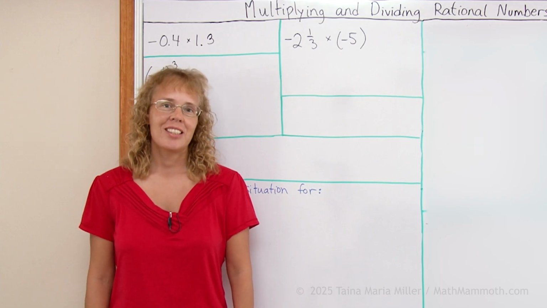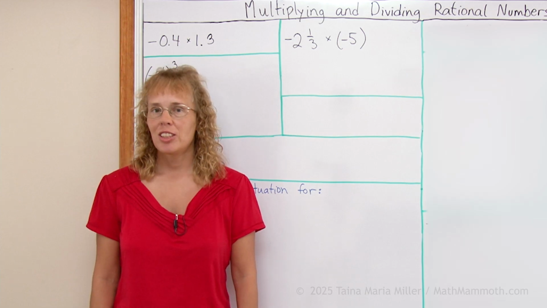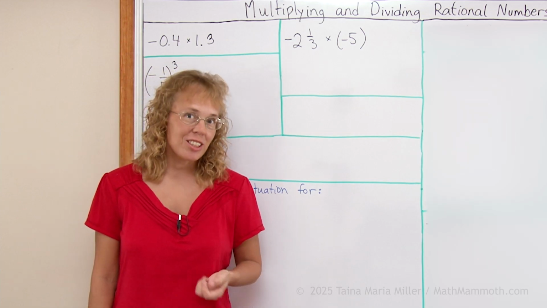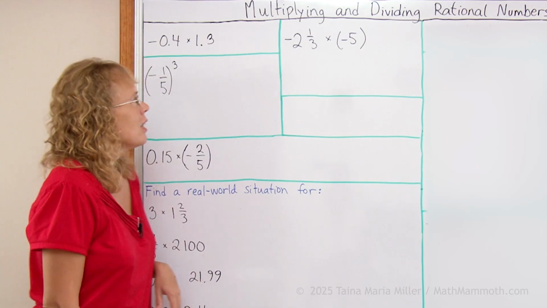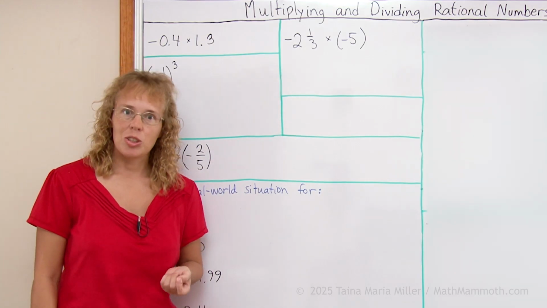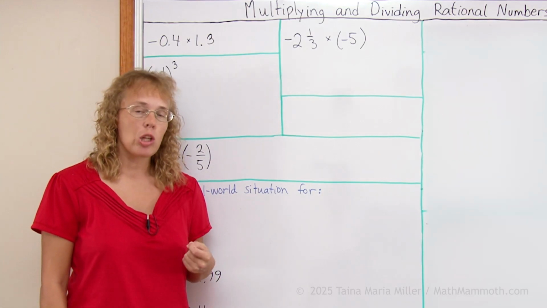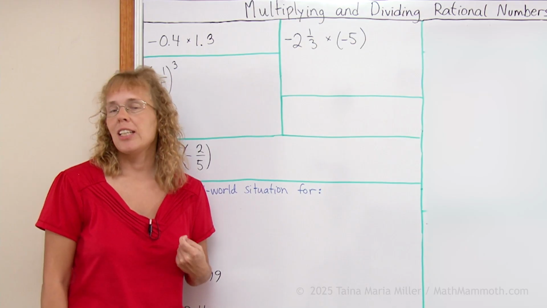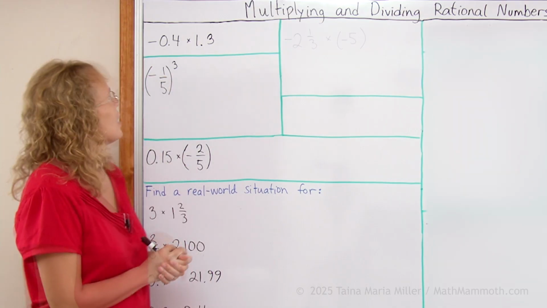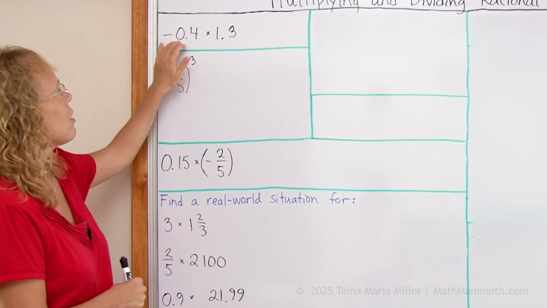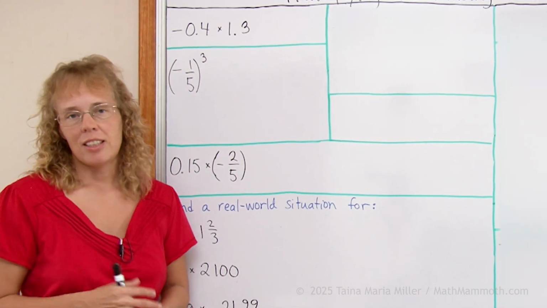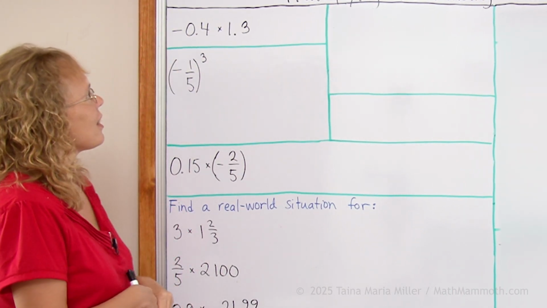In this video we're going to study about multiplying and dividing rational numbers, and that means fractions and decimals. And as a difference to earlier grades, we are now including negative fractions and negative decimals also. Let's get started. Over here, negative 4/10 times 1 and 3/10.